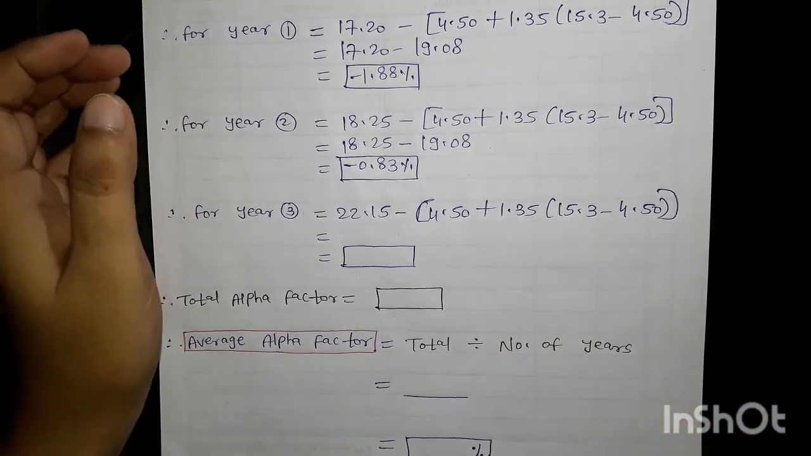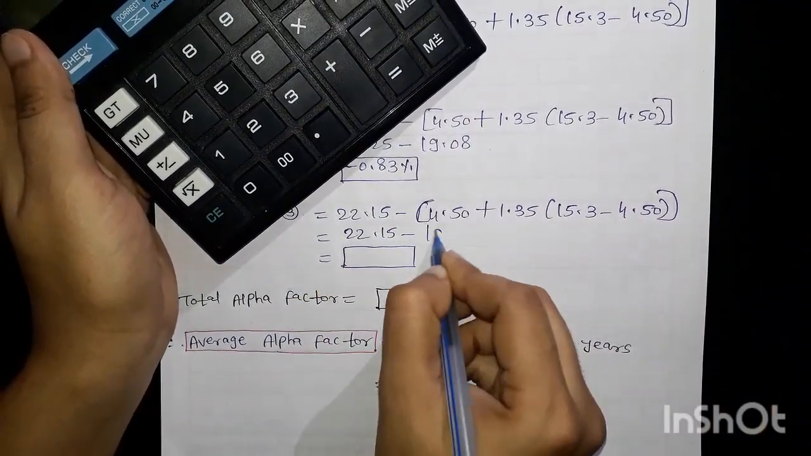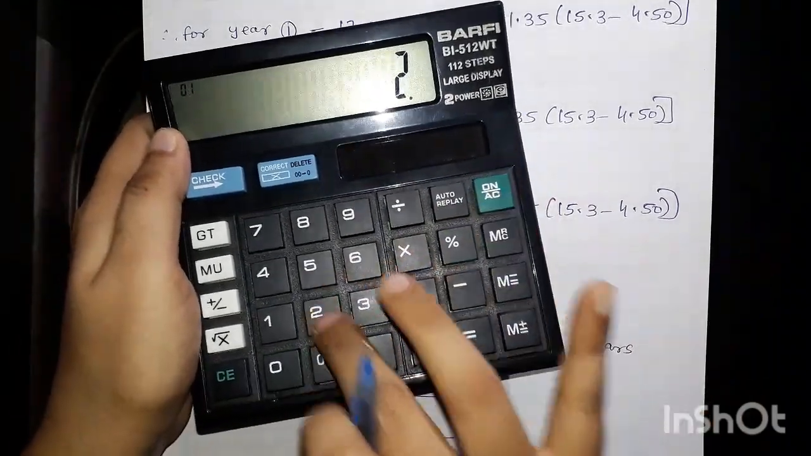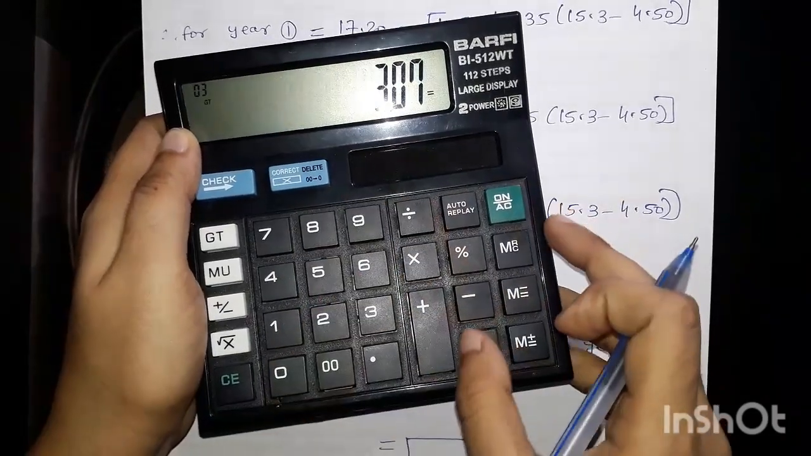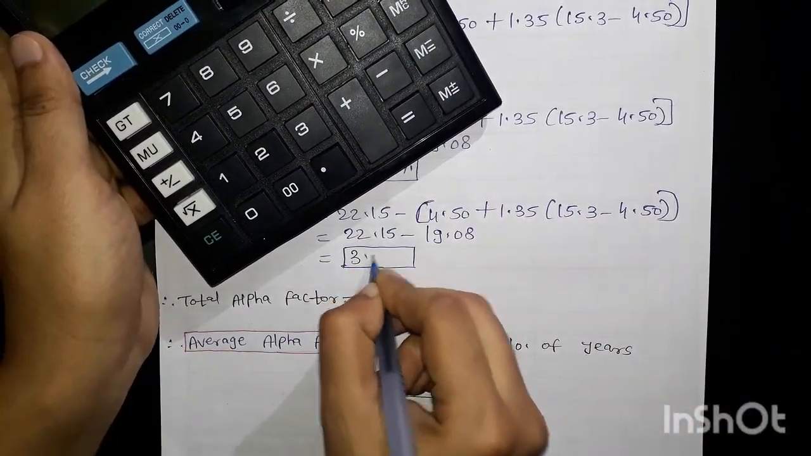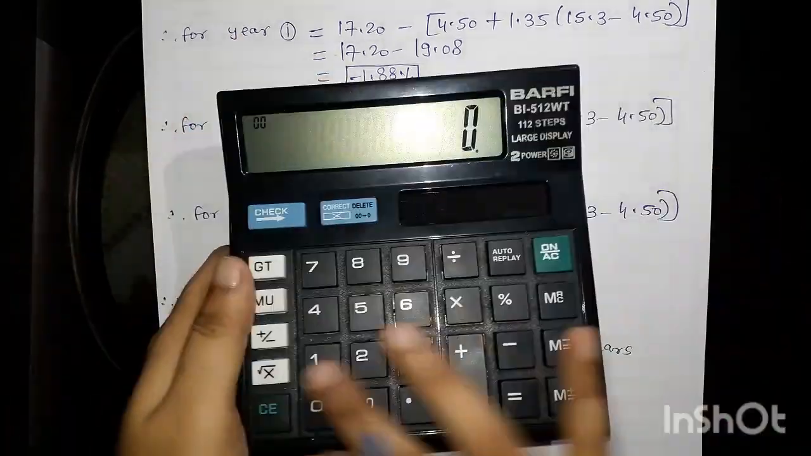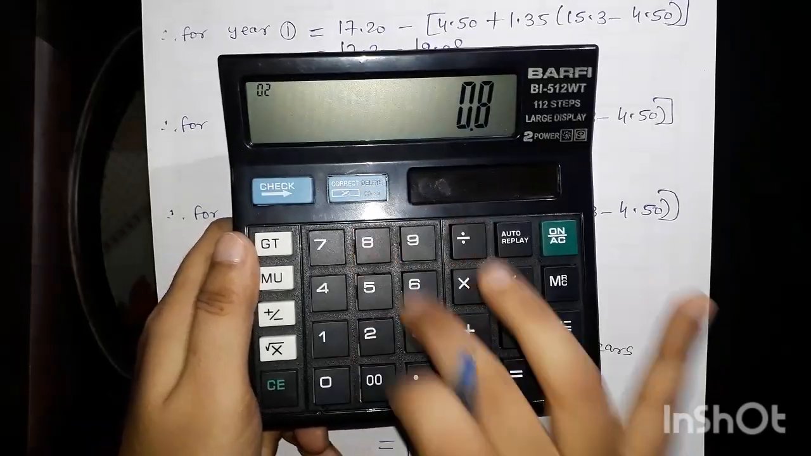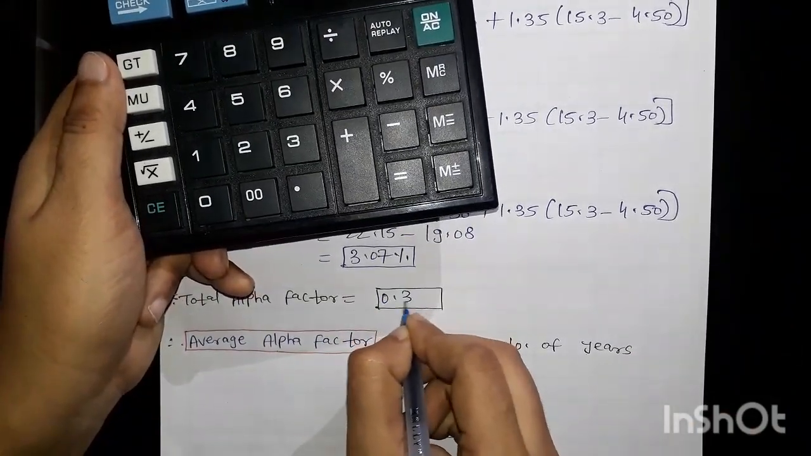Okay, so 22.15 minus 19.08, I got 3.07%. Okay, now let's take the total. 1.88, which is in minus, plus 0.83, which is in minus, plus 3.07. So here I got 0.36.